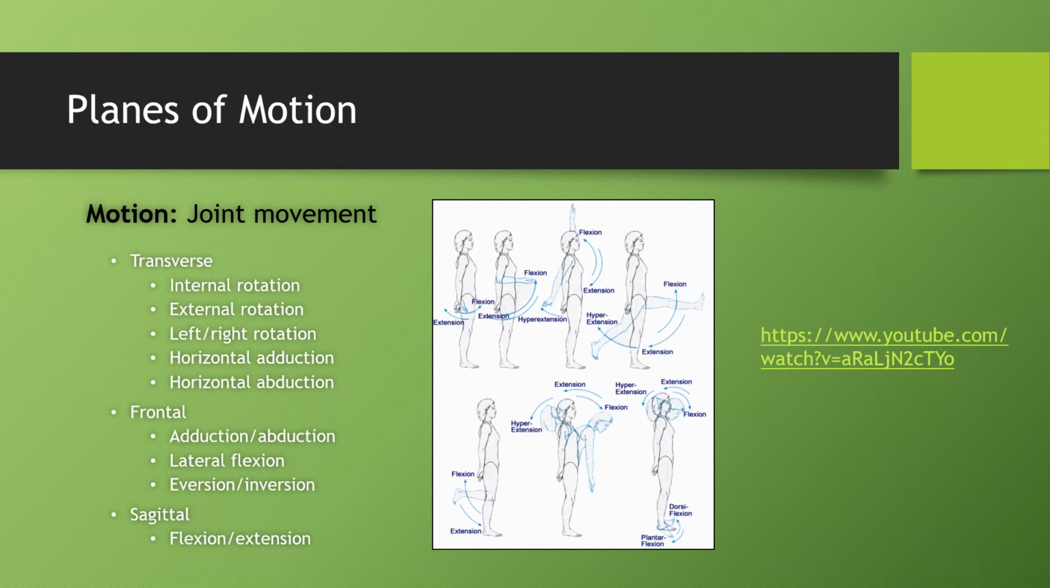In the transverse plane, joint movements include internal, external, left and right rotations, as well as horizontal adduction and abduction. In the frontal plane, joint movements include adduction and abduction, lateral flexion, eversion, and inversion. In the sagittal plane, joint movement may be flexion or extension.